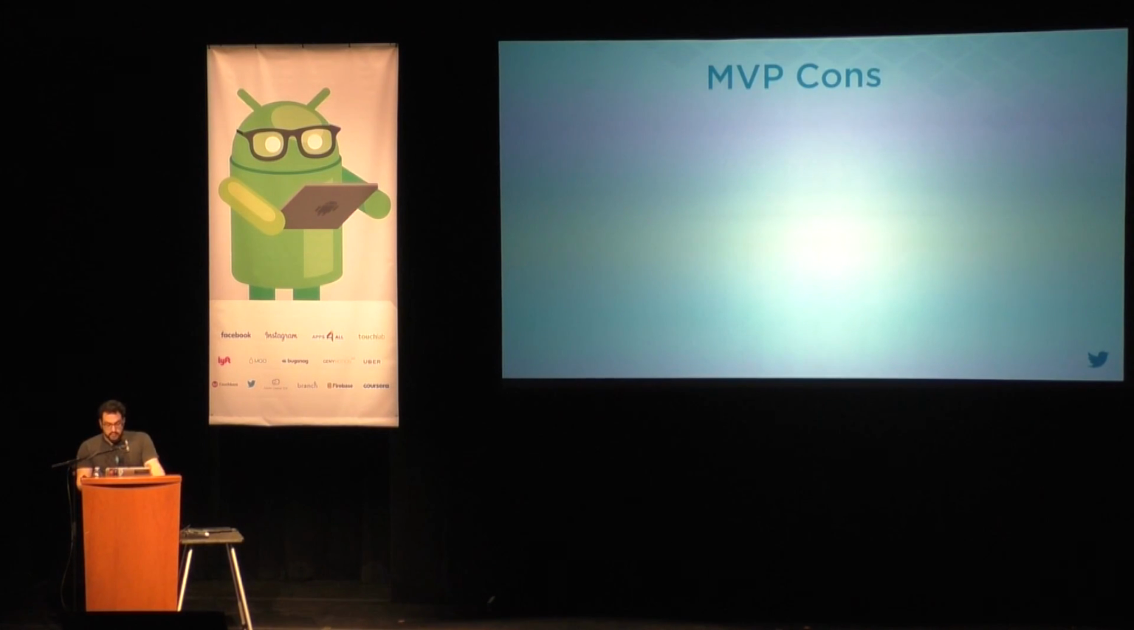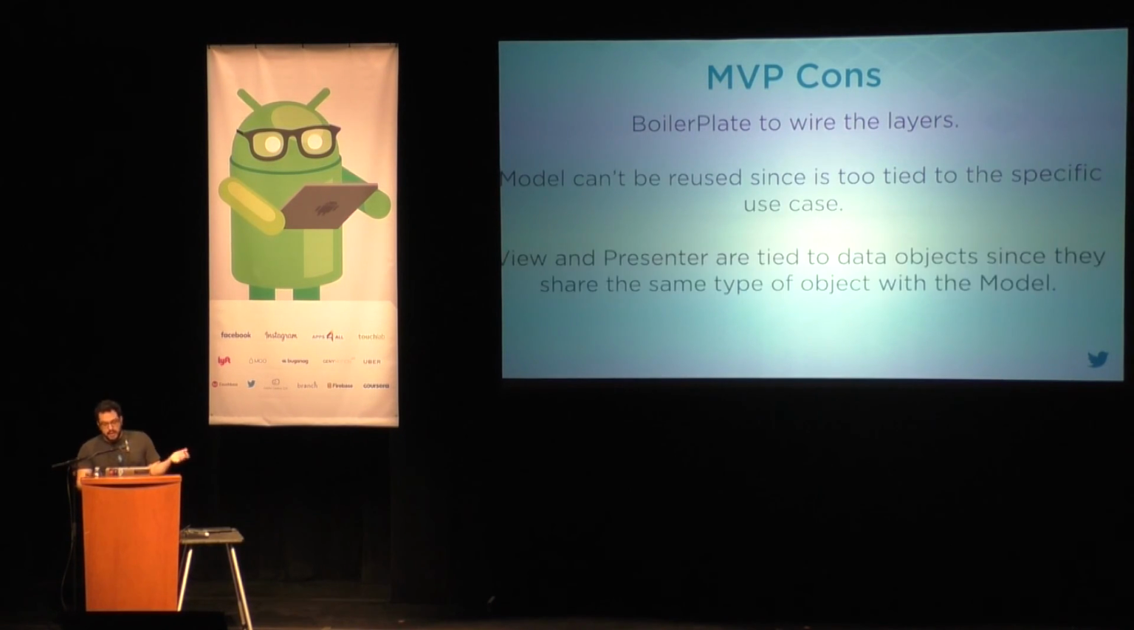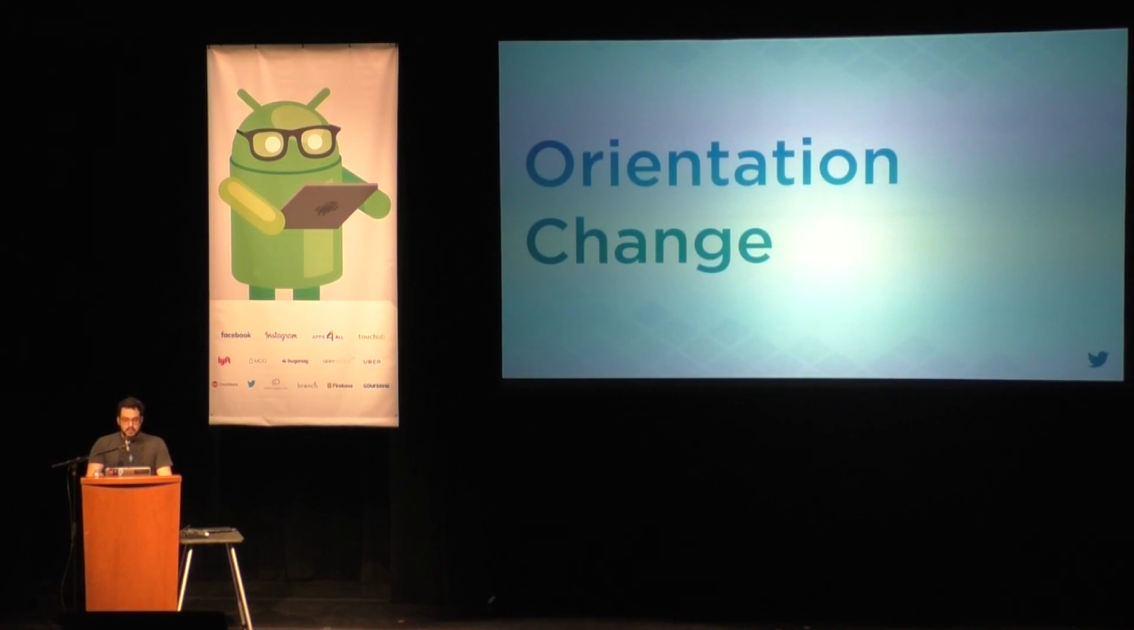There are cons, of course. Nothing comes for free. There is boilerplate to wire up the layers. And then at the end, model, view, and presenter are super tied to one use case, so you can't really reuse them a lot. You will need extra layers of separation and decoupling, but we'll talk about that in the clean architecture. But for now, let's talk about orientation changes, or configuration changes.